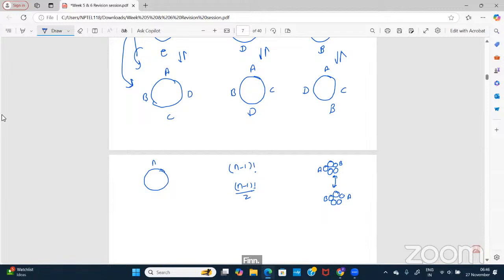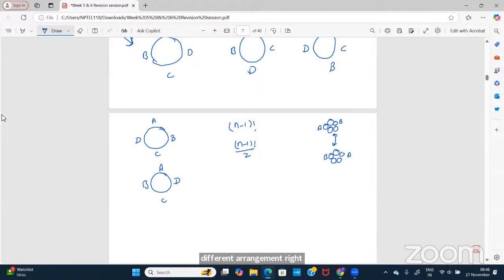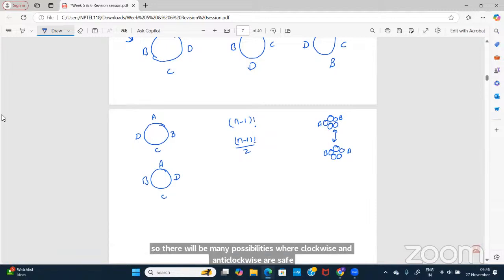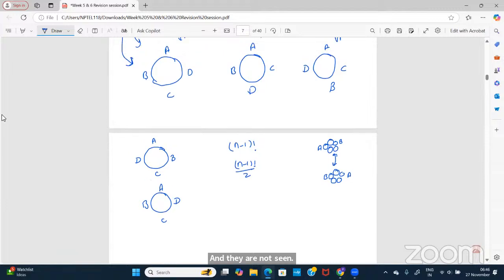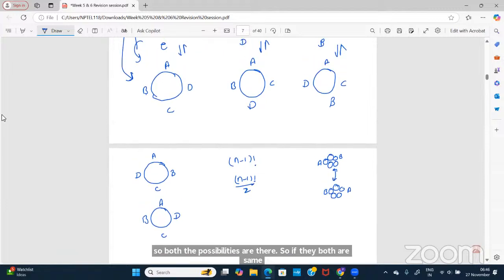Okay, so suppose person A is sitting here, B is sitting here, C here, and D here. If you're changing their position, that will be a different arrangement, right? There will be many possibilities where clockwise and anti-clockwise are the same and where they are not the same. So both the possibilities are there. If they both are the same, then we divide by 2. If they are not the same, then it will be n minus 1 factorial.